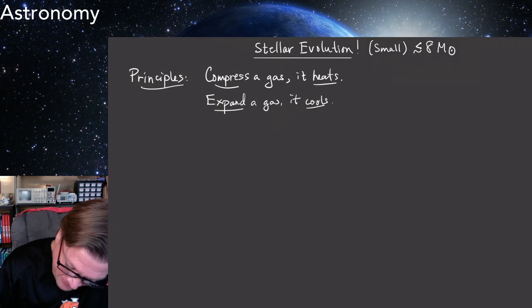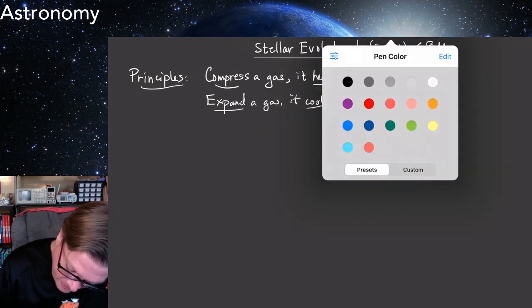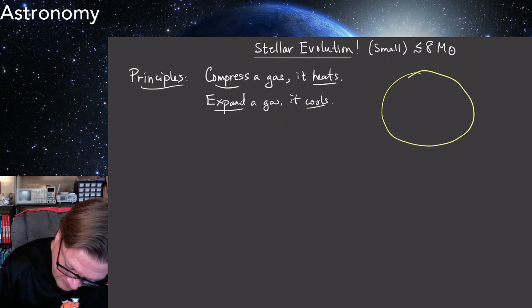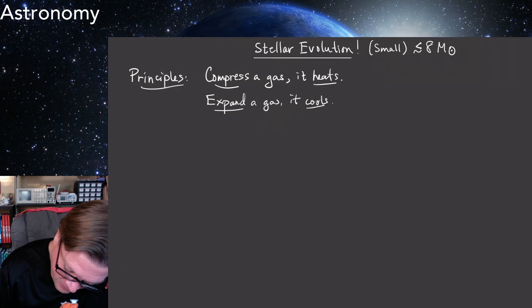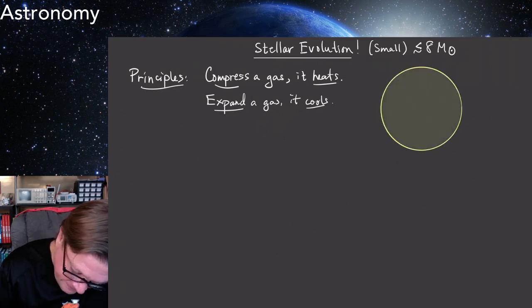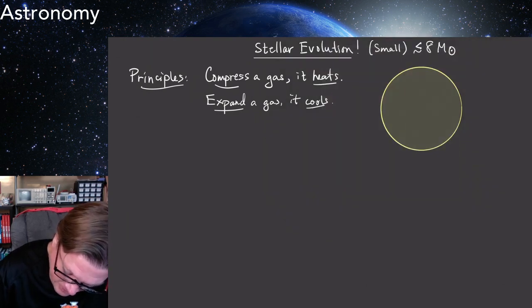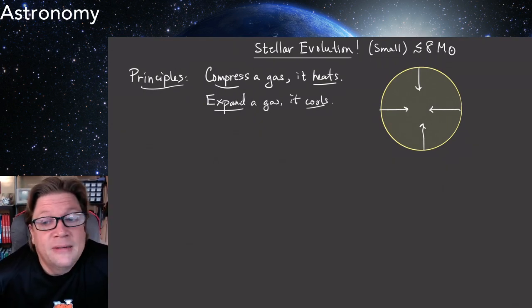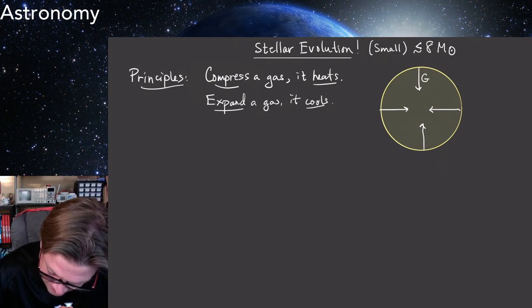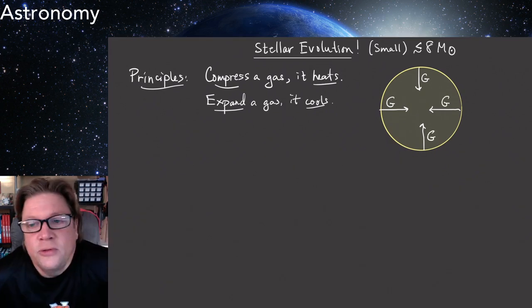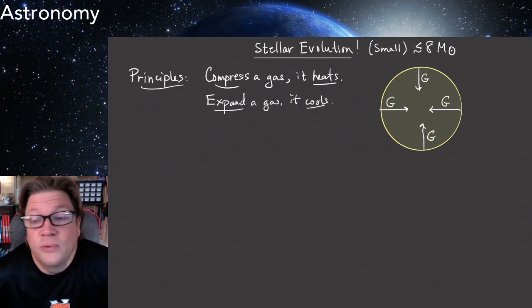Here's another one. If this is the sun, let me make a nice circle. If this is the sun, the principle is that the outer layers of the sun all want to fall in towards the center, right? Because the sun is just a ball of gas. There's no solid surface or anything. So this is the force of gravity. Gravity is always trying to make the star smaller. It's always trying to compress the star.